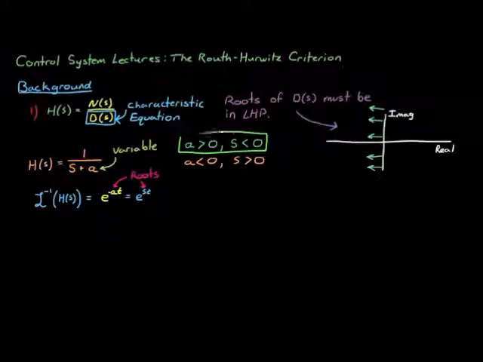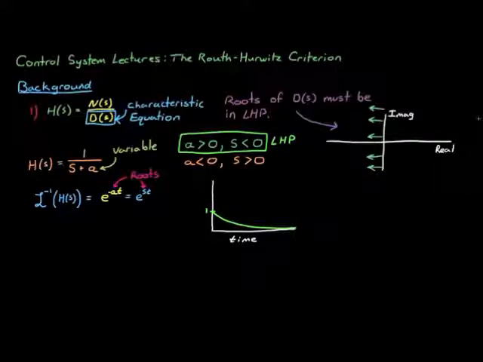Let's take the case where a is positive, and since s is negative, this root exists in the left half plane. And if you plot this in the time domain, you'll see that the signal will tend towards 0 as time approaches infinity. And this is stable since any signal into this transfer function will ultimately die out and the system will be at rest again.